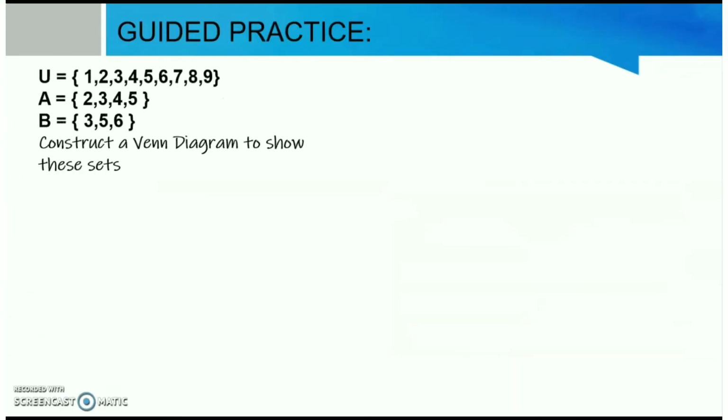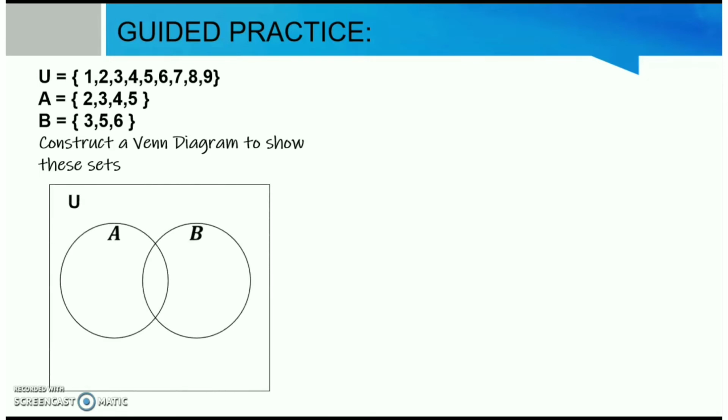Now let's have guided practice. Okay, let's say meron tayong universal set from 1 to 9, and then set A, which has elements 2, 3, 4, and 5, and our set B is 3, 5, and 6. Now, construct a Venn diagram to show these sets. Okay, so this is a two sets Venn diagram. Meron tayong set A and set B, and then universal set.